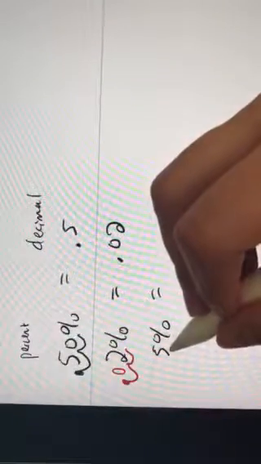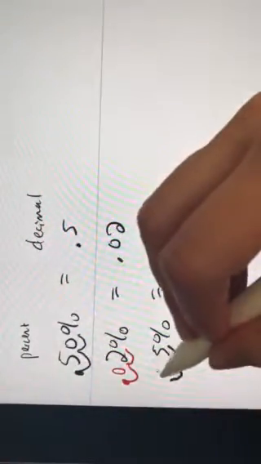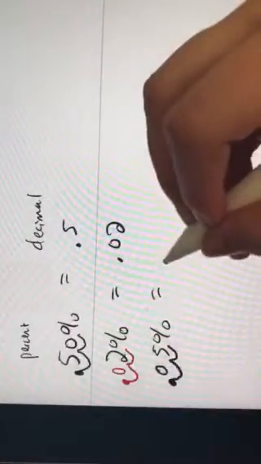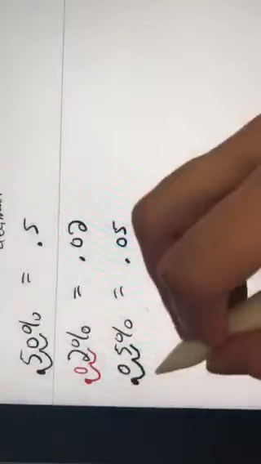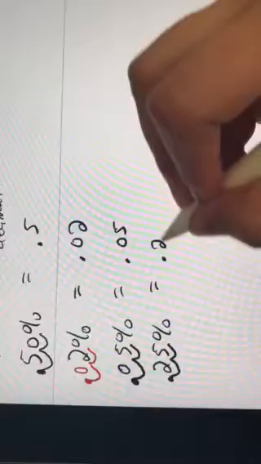If we do another one, let's say we'll do 5%. Again, we have to carry it over 2 places to make a decimal. So we'll go 1, 2, and our 0 is our placeholder. So we just make a 0 there. So we know that 5% is equal to 0.05, the decimal form. Now we'll do another one with 2 digits. So we'll say 25%. If we convert it to a decimal, we carry over 2 places. 1, 2. So it'll just be 0.25.